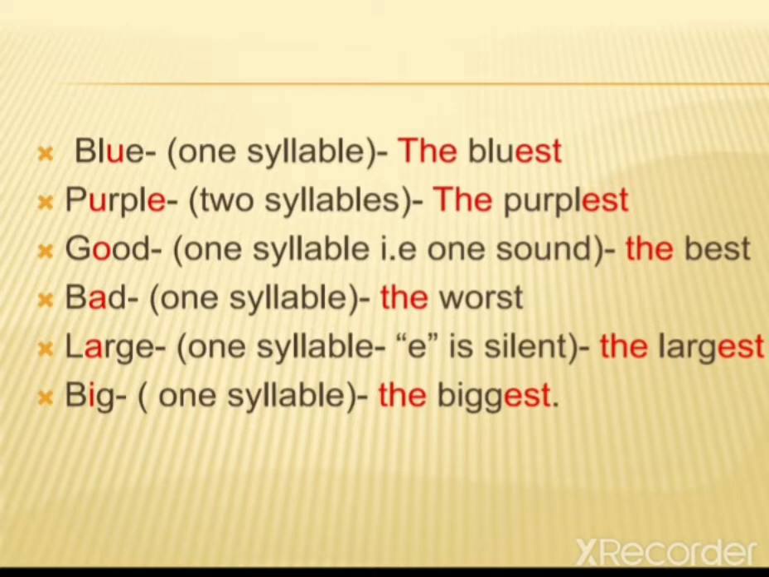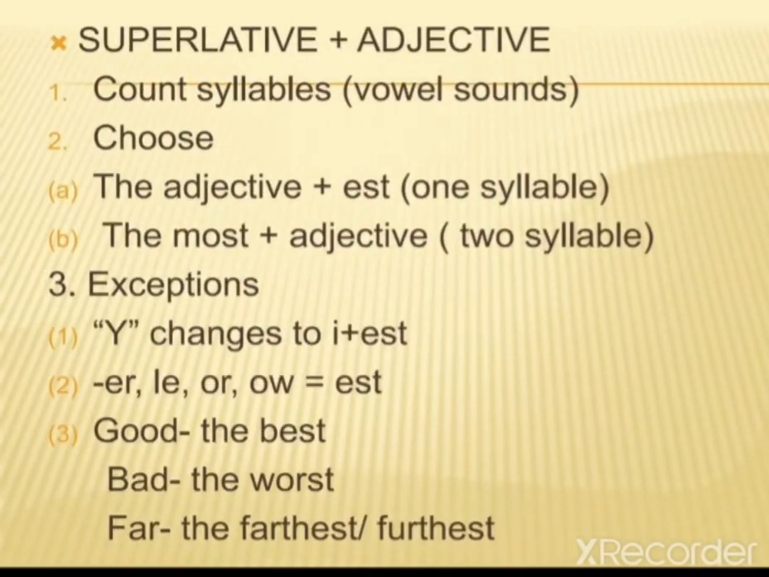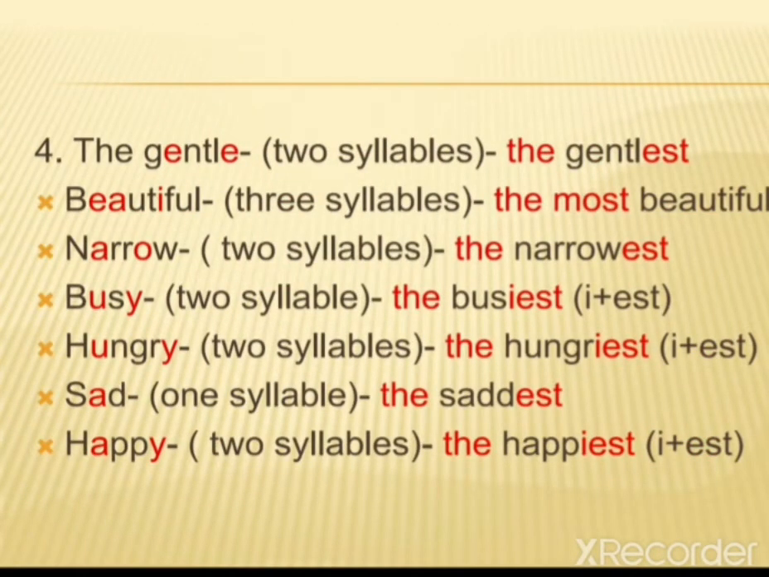If the word has more than one syllable, then we use the most. So one, one, one, one, we would put est. Two, three, two, two, two, one, we would put the most. So beautiful would become the most beautiful because it has three syllables.